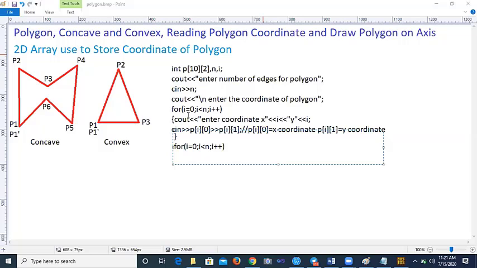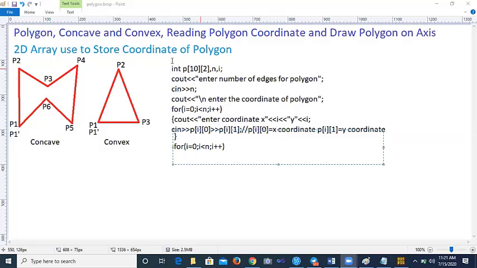So P of 10, 2. This is the two-dimensional array we have declared. Whenever you are declaring the array, you have to use the square bracket. So 10, 2: I have declared 10 rows and 2 columns.